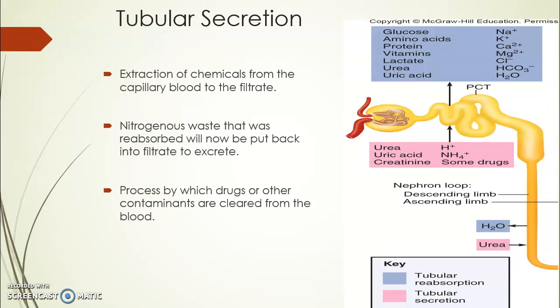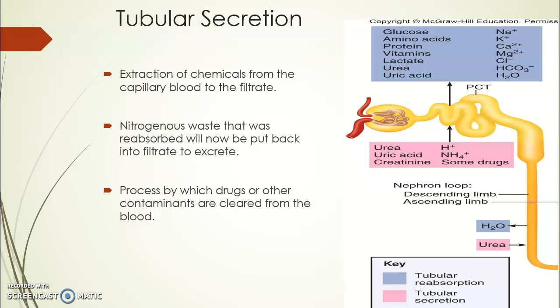Now, as we look at tubular secretion, we've had tubular reabsorption in the proximal convoluted tubule, and now we're going to see that some things are going to be secreted back into the nephron. So some of that urea that was reabsorbed is going to end up back in the nephron, as well as some drugs. Again, this is why some drugs are cleared by the kidneys, because they will then be extracted.